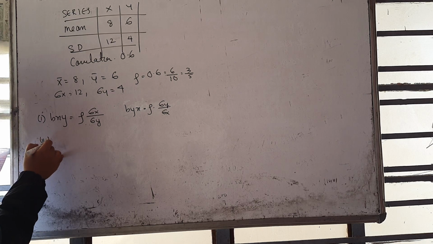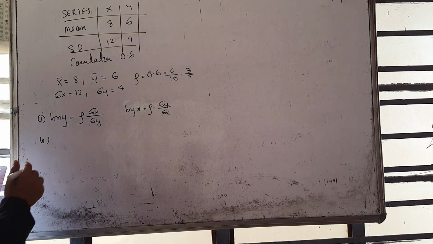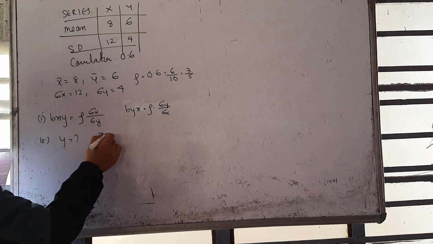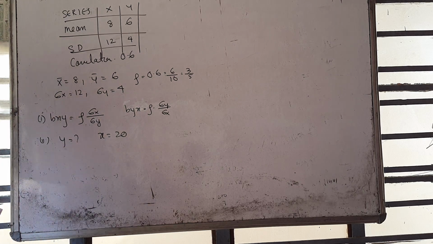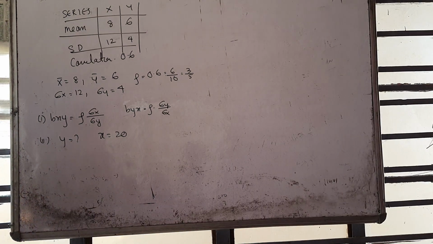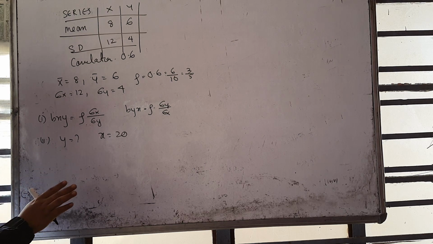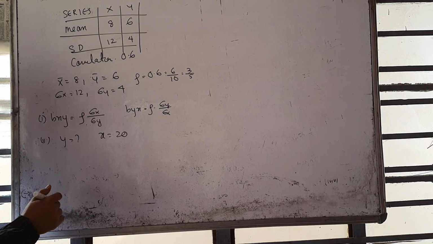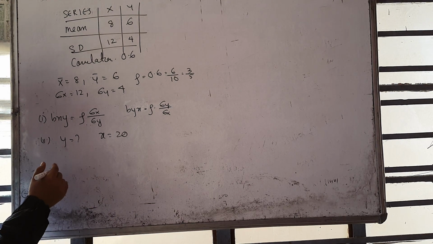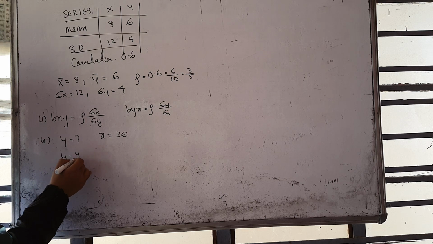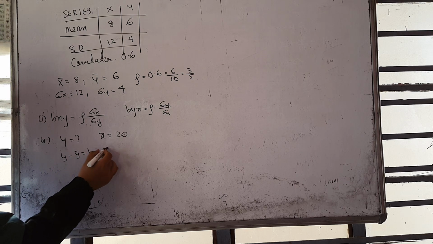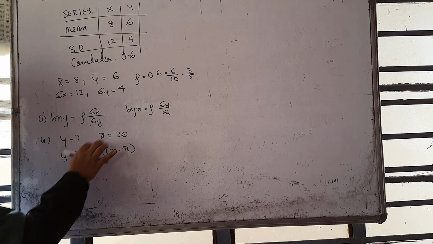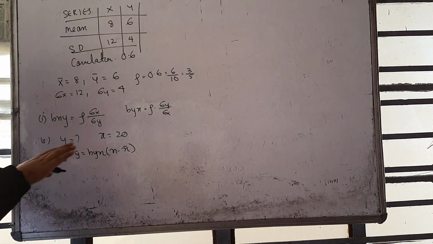Second one, they have asked us to find out the value of y when x equals 20. So if they tell you to find y, what are they telling us to find out indirectly? Y on x. That means you have to find the regression equation of y on x. Is it clear? So how do you find the regression equation of y on x, guys? Formula, please. Y minus y bar equals byx into x minus x bar. Everything is known to you. We have already found it and got the answer.